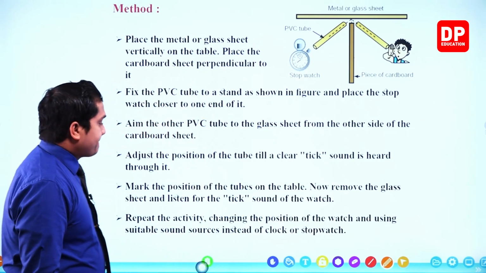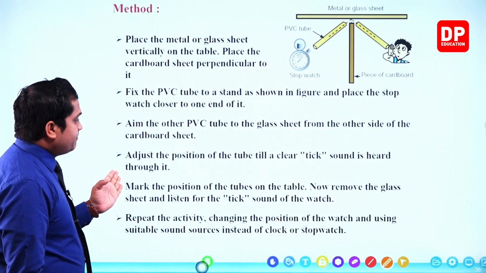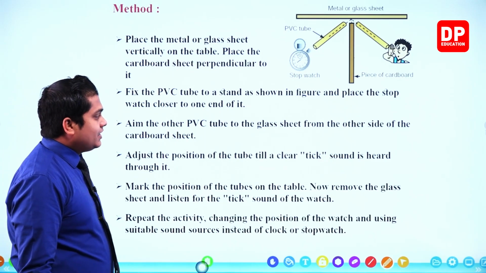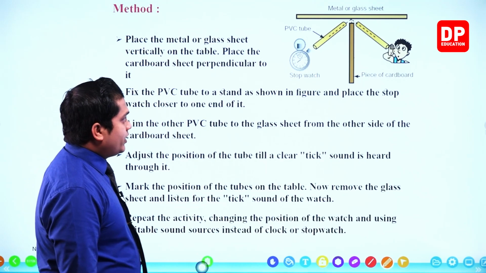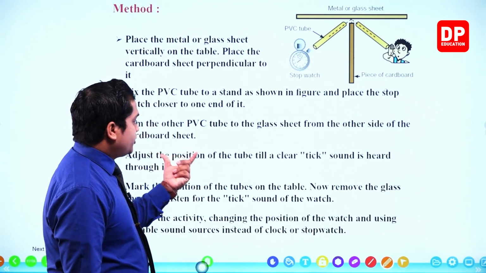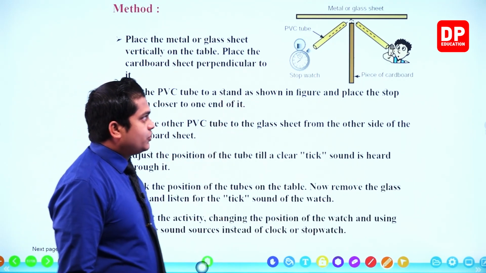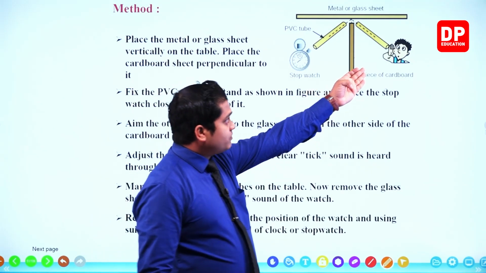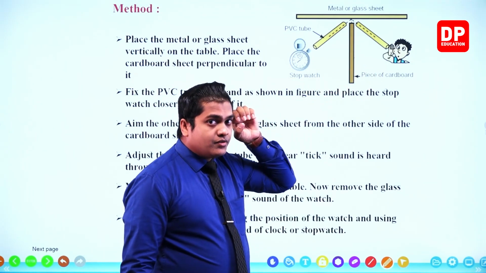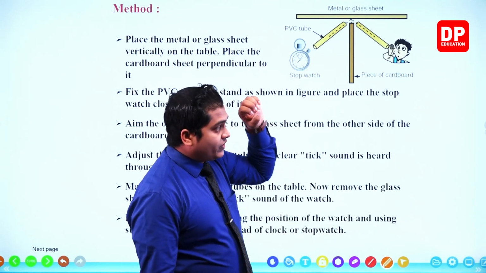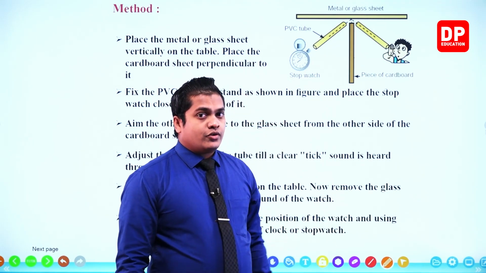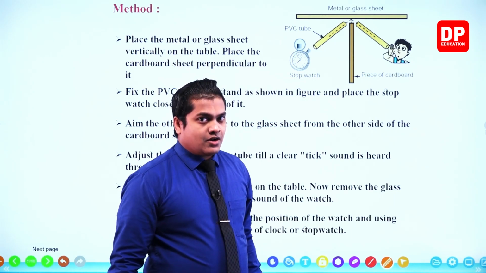Next one. Adjust the position of the tube till a clear tick sound is heard through it. And now what you have to do? You have to adjust the position of the tube till a tick sound is heard. As you can see, there is an observer over here. Now you have to adjust the position of the PVC, moving here and there, in order to hear a clear tick sound.